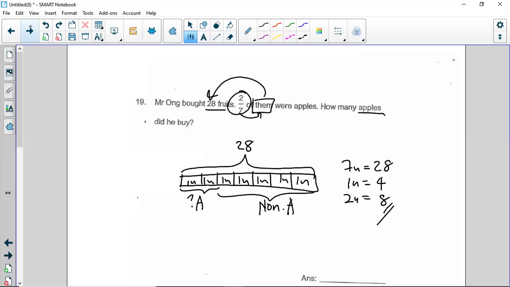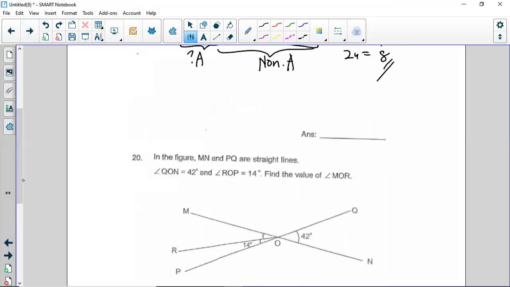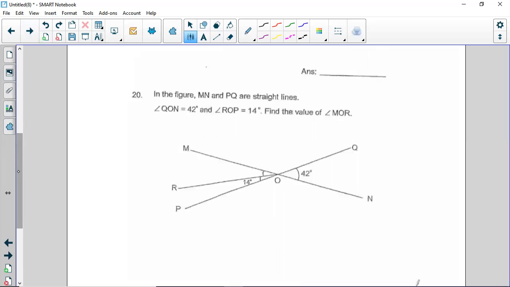Okay, question 20, last one. And the last 1 mark question. All right, read the whole question. You have 2 straight lines. So when you have straight lines, you look out for what? Look out for X, because the 2 straight lines can cross each other to form an X. And when there's an X, then you have vertically opposite angles, which are the same.